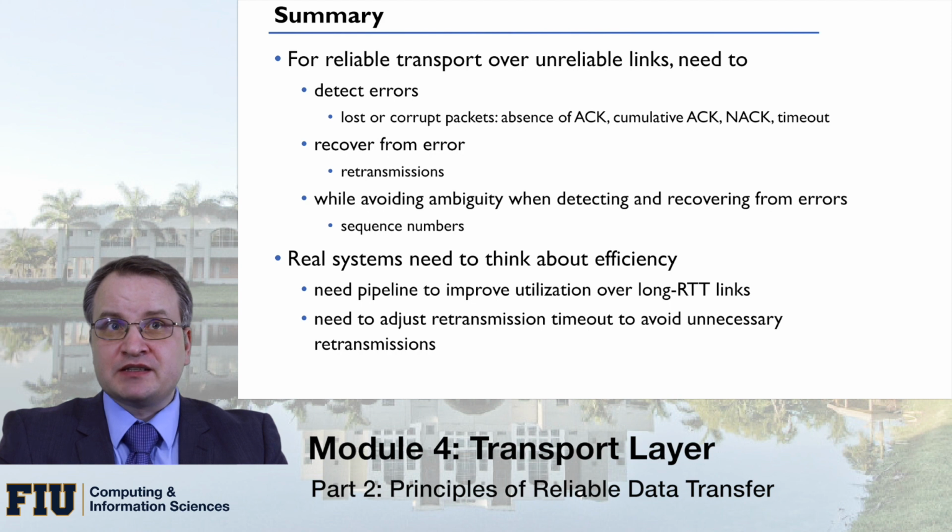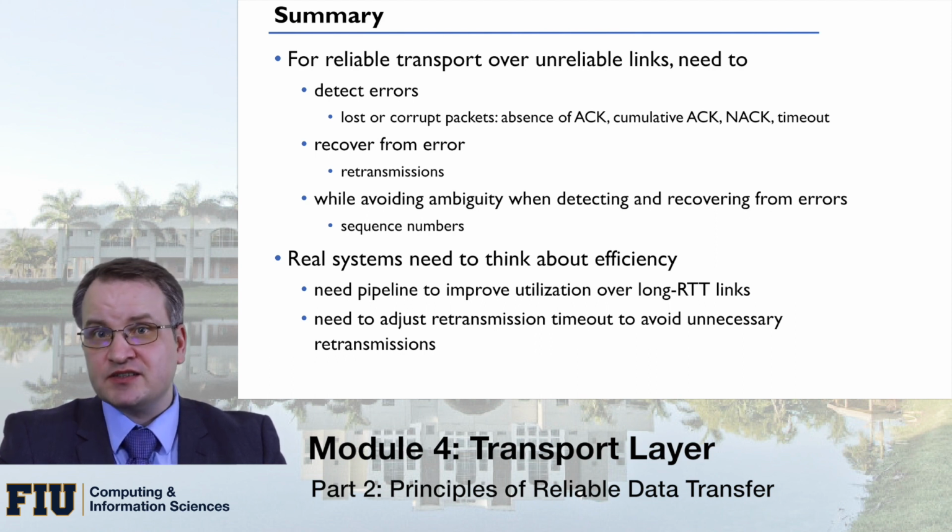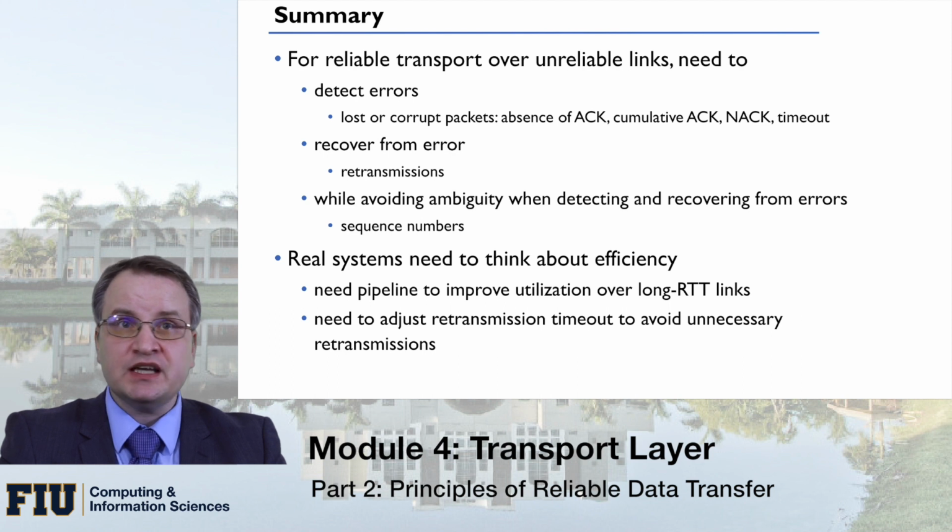Okay, so I'll finish this introduction to reliable delivery here. Just remember, to implement reliable delivery over unreliable links, you have to have the ability to detect errors. And to detect errors, you can use acknowledgements, or the absence of acknowledgements. You can use NAKs, you can have cumulative ACKs, you can have selective ACKs that we're going to talk about next time, and maybe some additional mechanisms that you can imagine.